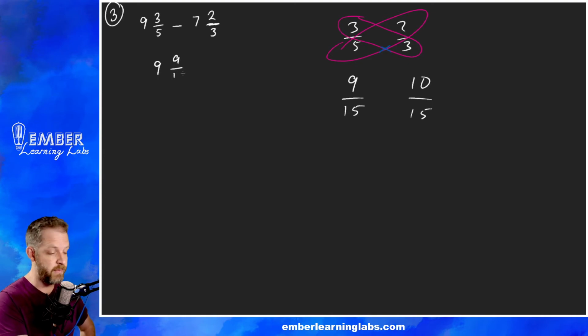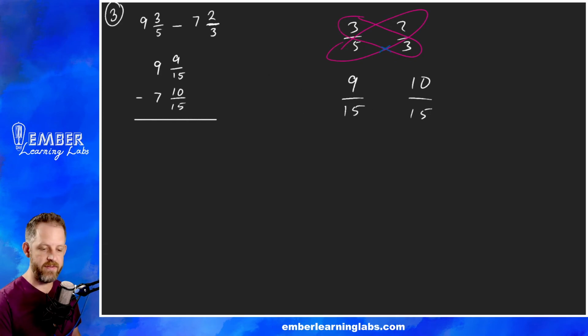So it's going to be 9 9/15. Uh-oh, some of you may have already noticed we're going to have to borrow. Oh, no, we can handle it, though. Minus 7 10/15. Okay, so we've got to borrow because we can't take 10 away from 9. Can't even do it, right? So we're going to turn this 9 into an 8. And then we've got to borrow over here. Remember, when we borrow with a mixed number, we add the denominator and the numerator together. So 15 plus 9 is 24.